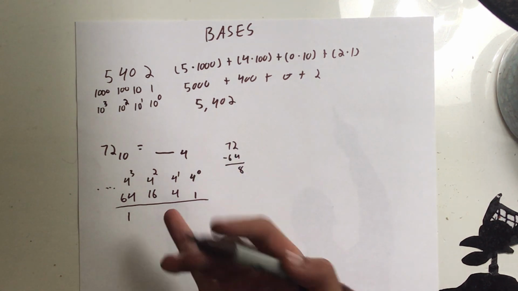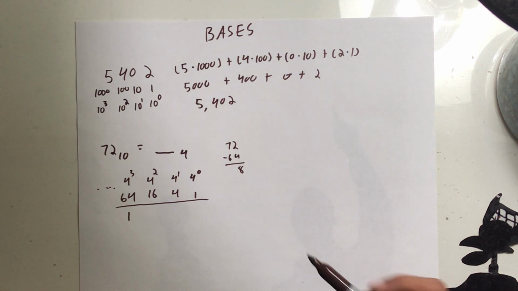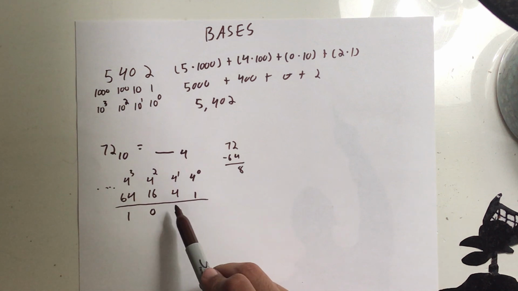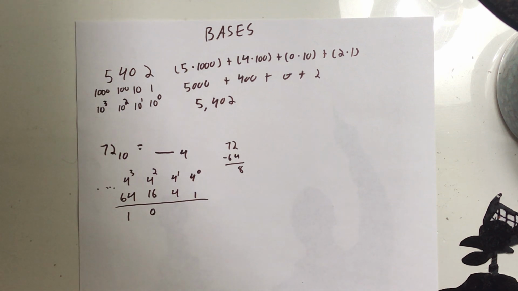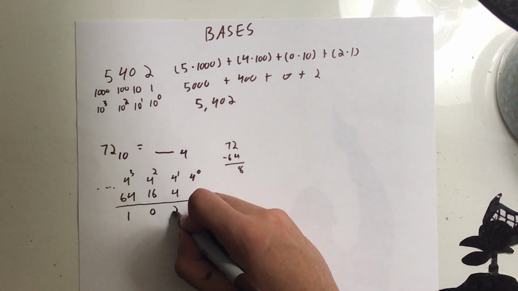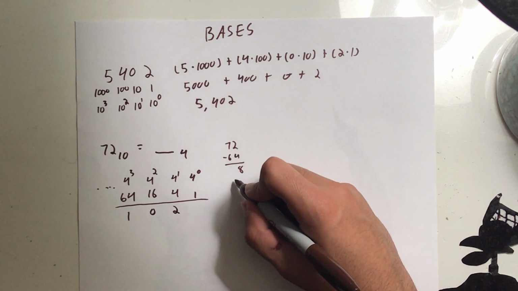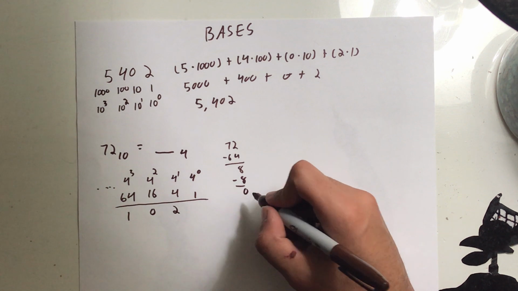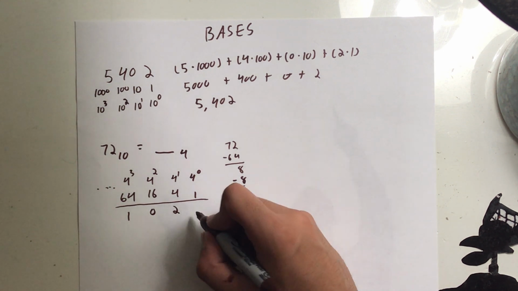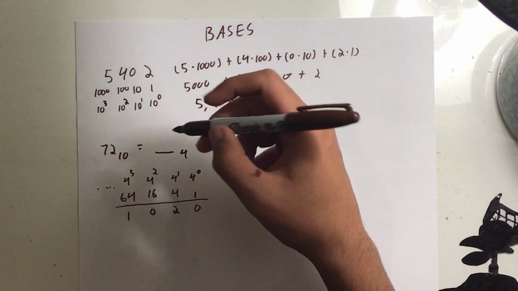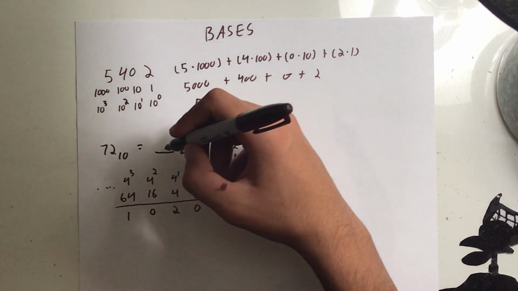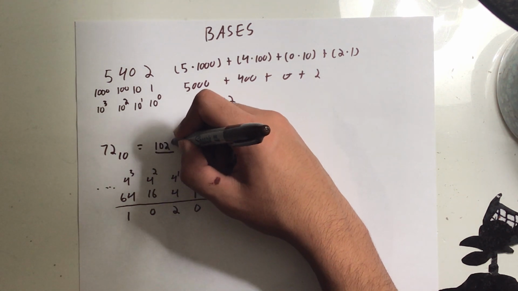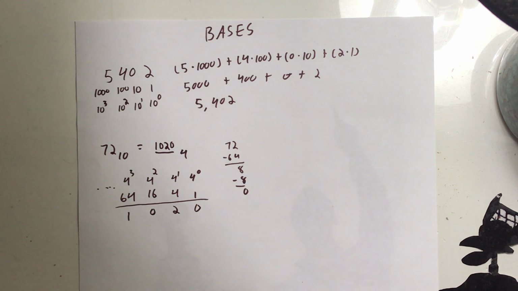Now we see, does 16 fit into 8? No, so we write down a 0. Now we go to the next power of 4, which is 4. Does 4 fit into 8? Yes. How many times? 2 times. And then 8 minus 8, because 2 times 4 is 8, is 0. How many times does 1 fit into 0? 0 times. And that's your answer. So 72 base 10 equals 1, 0, 2, 0 base 4.